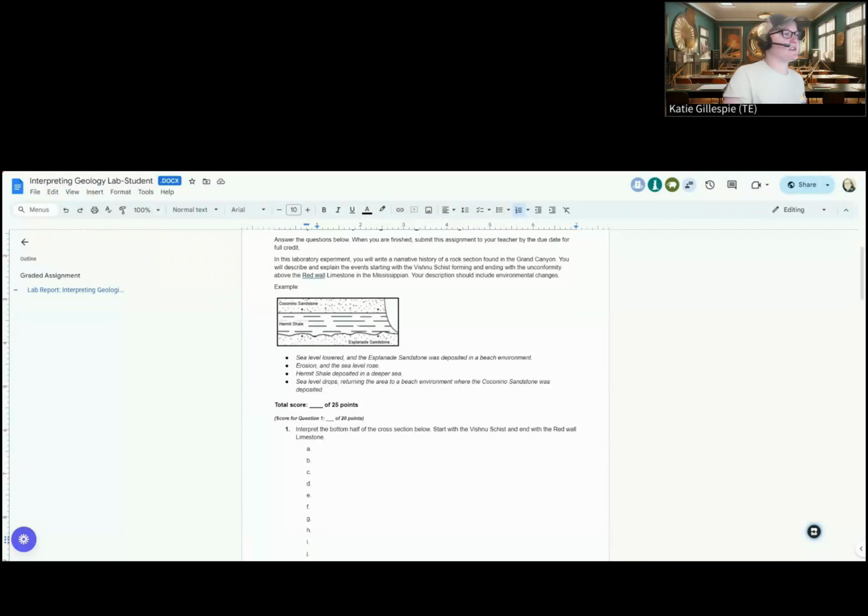Here, which one of these came first? Which layer? Looking at these three layers, there's the Coconino sandstone, the Hermit shell, and the Esplanade sandstone. Which one came first? Which one is the oldest? The bottom layer. I like it. Good, good, good.